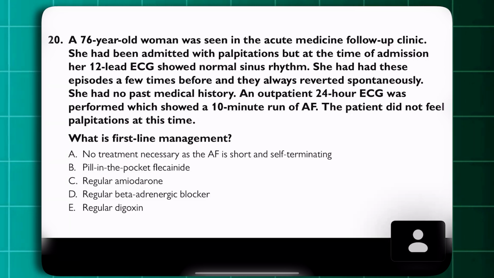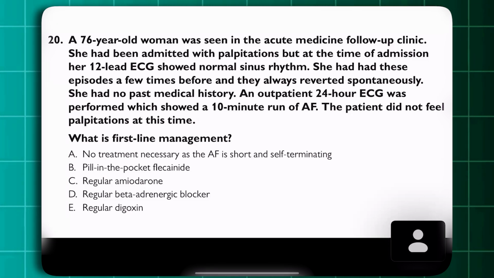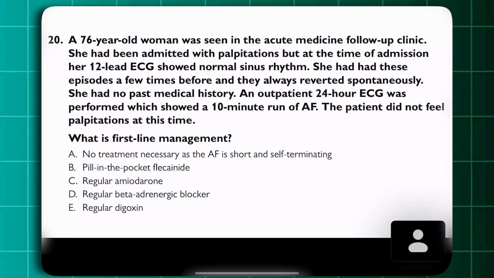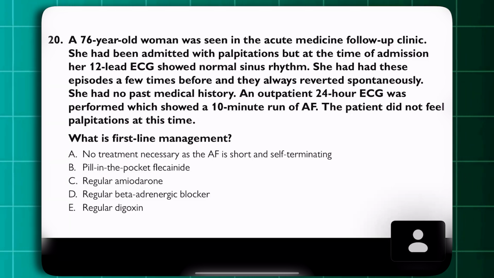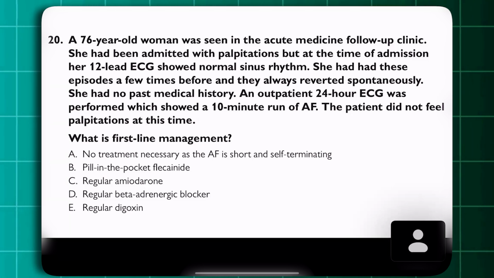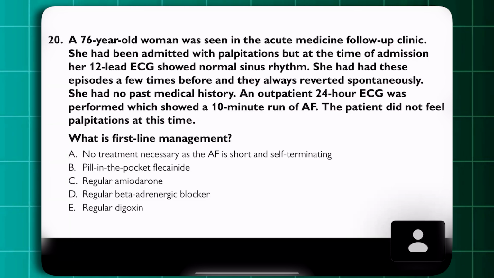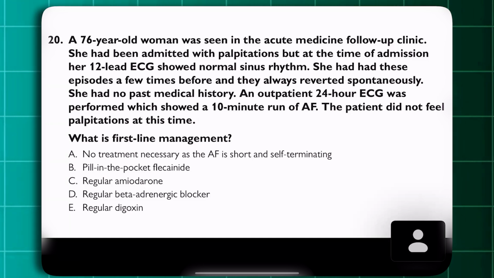The first option, no treatment is necessary as the AF is short and self-terminating, is not possible here because she is having recurrent AF. So the first option is not the answer. The second option is fill-in-the-pocket flecainide. That is for chronic conditions in which the patient has continuous AF which has not terminated, and we know it will not be terminated by the classical medication. It is not for the ICU patient, so very unlikely to be the answer in the exam, and it is not the answer here.